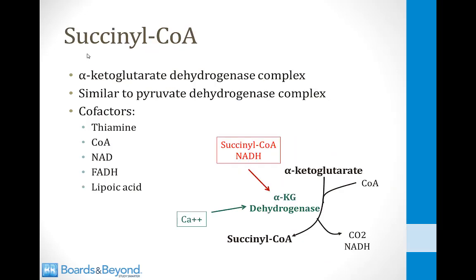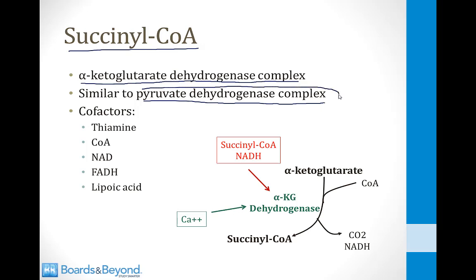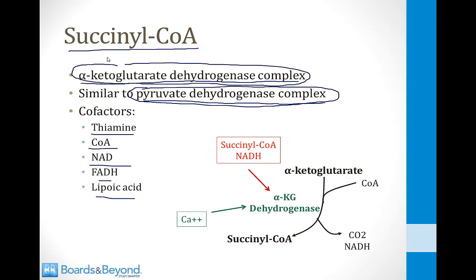The next step involves synthesis of a molecule of succinyl-CoA, and this is done by a complex called the alpha-ketoglutarate dehydrogenase complex. This is a complex of 3 enzymes just like the pyruvate dehydrogenase complex. In a separate module, I discussed the PDH complex and how it works with 3 enzymes functioning together in concert with 5 cofactors: thiamine, CoA, NAD, FAD, and lipoic acid. Alpha-ketoglutarate dehydrogenase complex works the same way and requires the same cofactors.